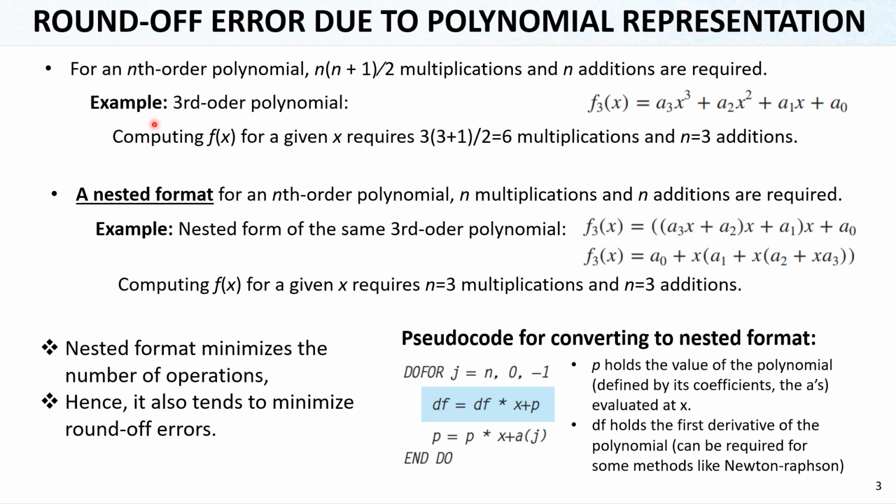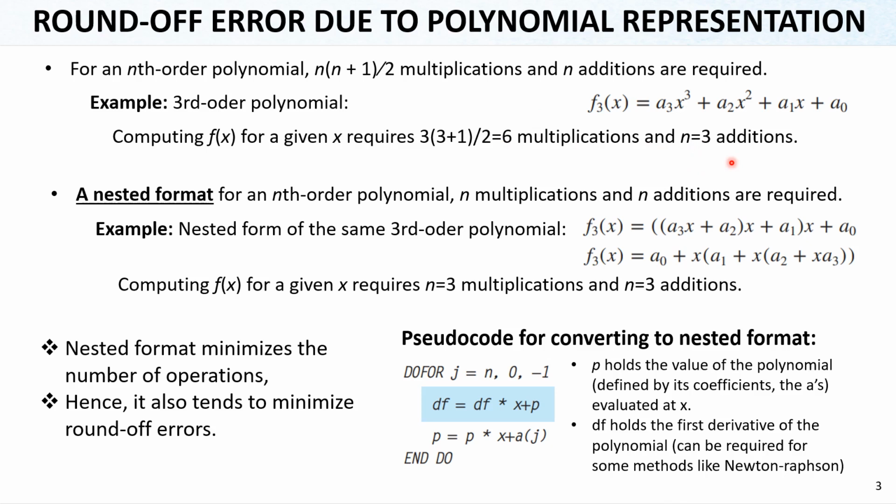For example, let's look at a third order polynomial like this, with a third order, you can see. So here n is 3 now. And we will use this formulation, 3 times 3 plus 1 divided by 2, which gives 6 multiplications. And we have n additions. You can see 1, 2, 3 additions. And 6 multiplications means here 1 and 2, and here 3 and 4, and so on. This gives us 6 multiplications and 3 additions.